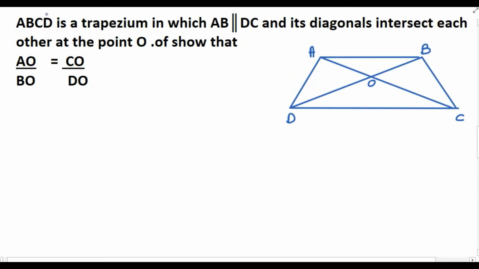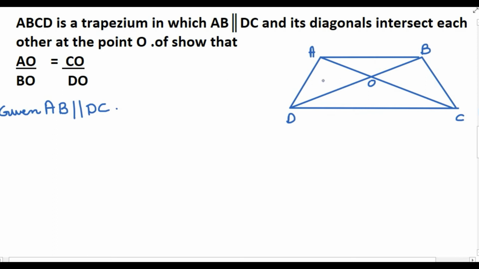So next question, ABCD is a trapezium in which AB is parallel to DC. Diagonals intersect each other at O. We need to show AO divided by BO equal to CO divided by DO. So they have given ABCD is a trapezium in which AB is parallel to DC, and we need to prove AO divided by BO equal to CO divided by DO.